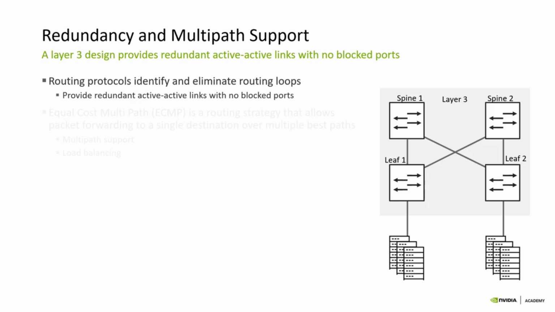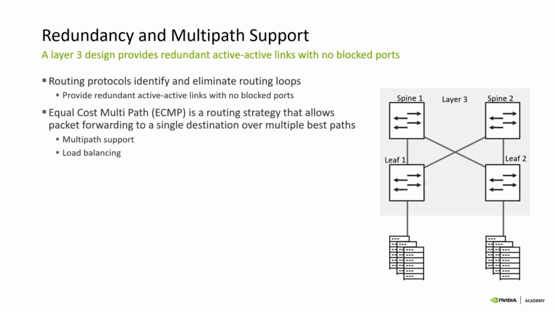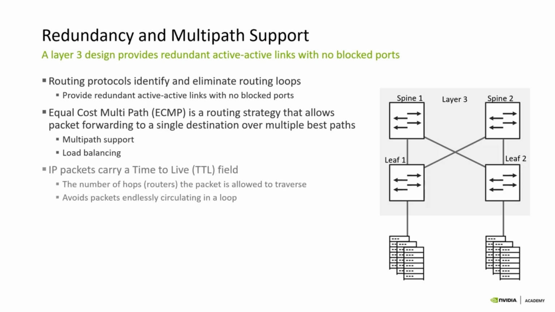Routing protocols also support equal cost multipath, or ECMP. ECMP is a routing strategy that allows packet forwarding to a single destination over multiple best paths. In addition to that, IP packets carry a time to live, or TTL, field that is used to avoid packets endlessly circulating in a loop. If an IP packet ends up in a routing loop, it can traverse 255 hops, or routers, at most, before it is discarded.